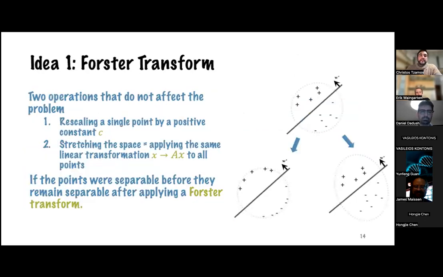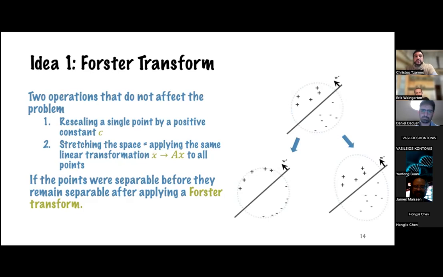So we know that there are two operations that do not affect the problem of learning half spaces. If you have points separated by a hyperplane, as on the right-hand side, rescaling any point by a positive constant doesn't change its sign. Moreover, stretching the space by applying the same linear transformation to all the points continues to satisfy the linear separability assumption. So even if we apply a Forster transform to all the points initially, they will still remain separable, and we will be able to identify the correct rule in the original points.